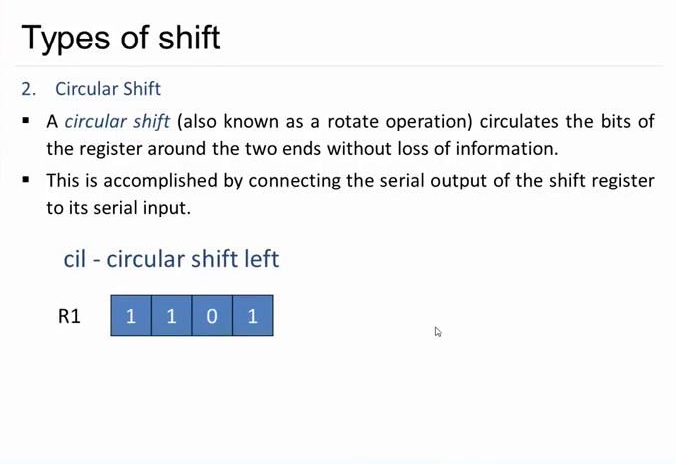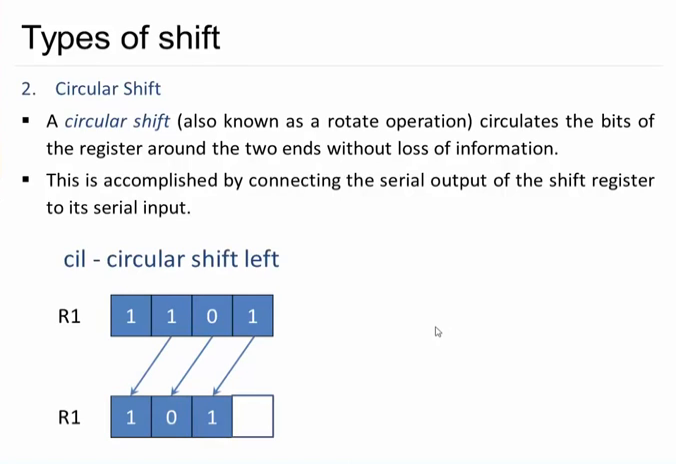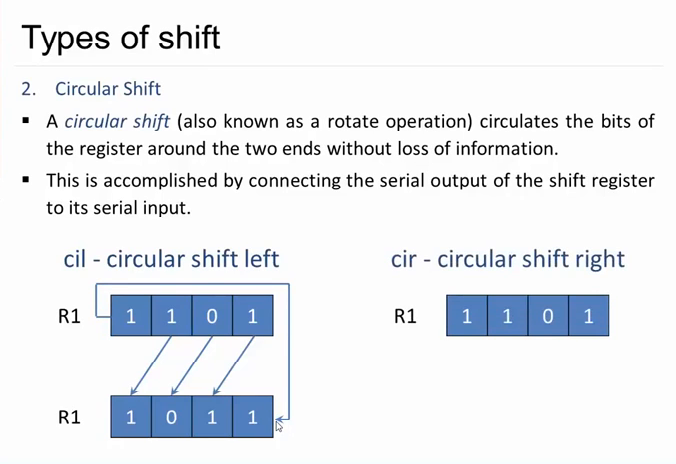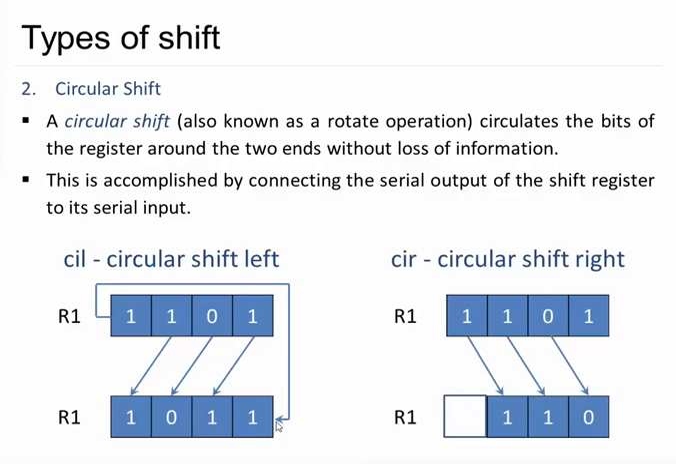Circular shift left. Register R1 contains 1101. We want to perform circular shift left. So the bits would be shifted to the left side: 1, 0, 1. Now circular: this MSB bit would be circulated to the LSB over here. So this is circular shift left. Similarly, we have circular shift right. The bits would be shifted to the right side, but circulate means the LSB would be circulated to the MSB in the output. So this is circular shift.